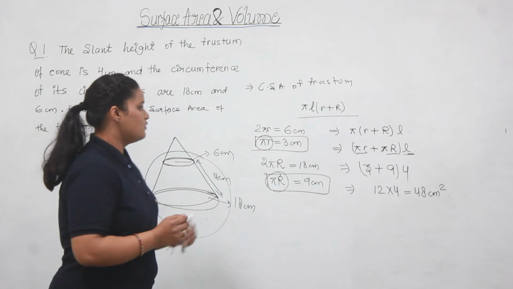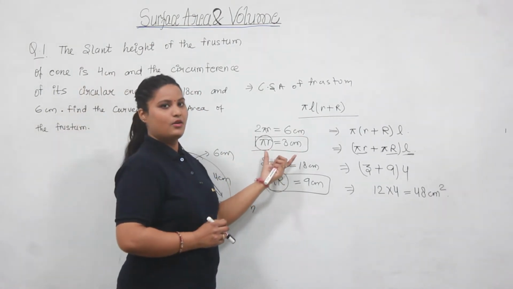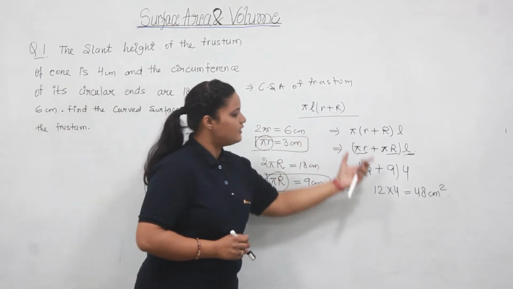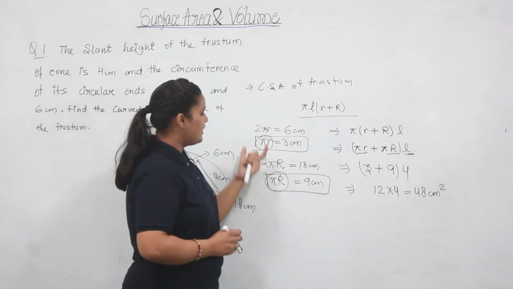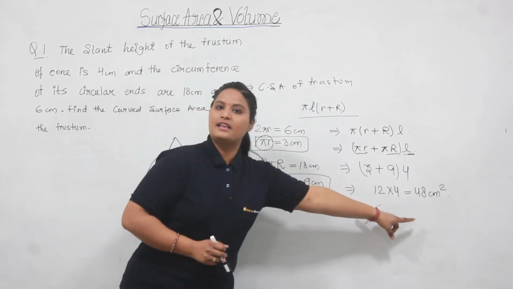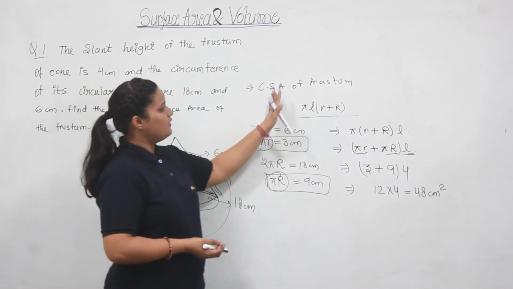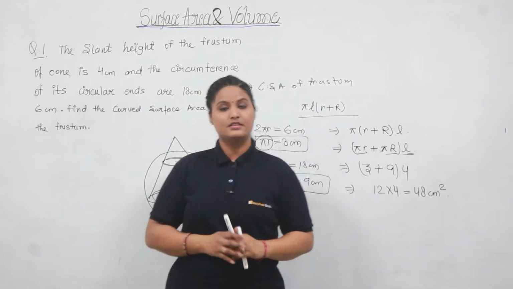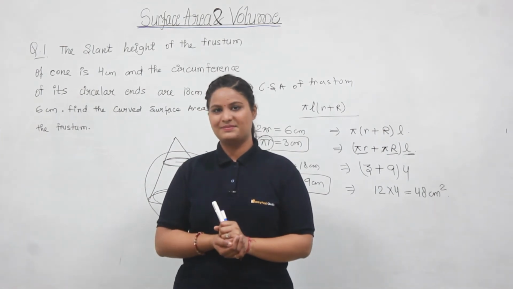Clear class? There was nothing else but just one short trick, that you have to convert the circumference into a term that we can use in the formula. I turned it into pi r, directly put the values into the formula and calculated. The answer is 48 centimeter square, the curved surface area of the frustum. I hope you understand this question, class. This was the easiest question. Now let's discuss some difficult questions.